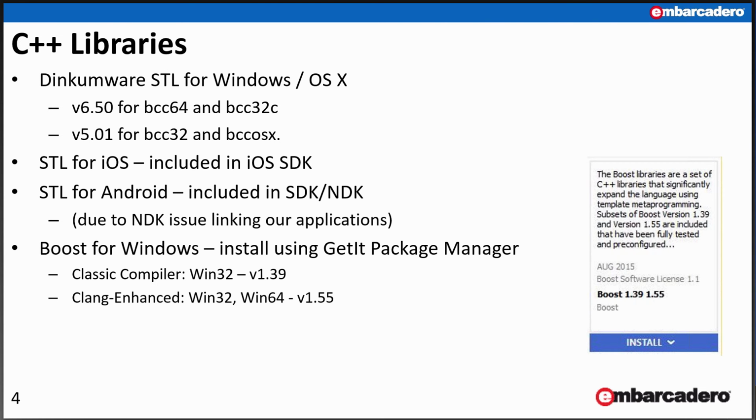We also have Boost support for Windows. For the Windows Classic compiler, we use Boost version 1.39. For the Clang enhanced compilers for Win32 and Win64, we use Boost version 1.55.